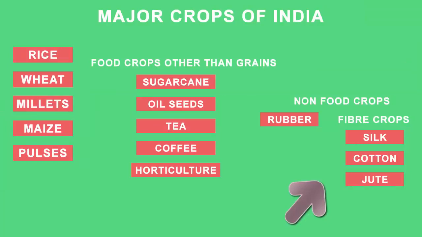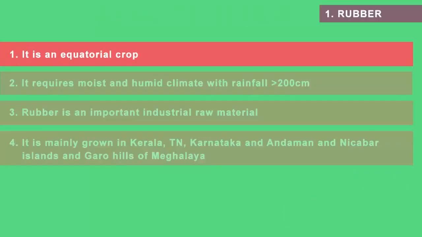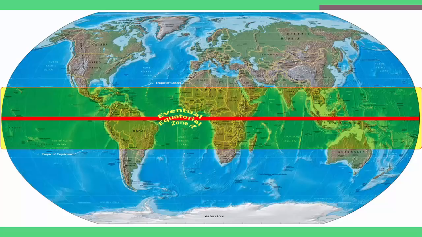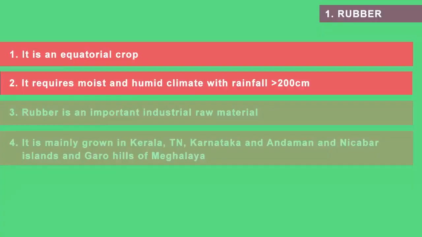So meaning these are crops but you cannot consume them. They are not edible. So the first one is rubber. It is an equatorial crop, meaning it is grown in all the countries that lie in the equatorial region. Now to grow rubber, you need moist and humid climate, and then you need heavy rain, more than 200 centimeter. So moisture, humidity and heavy rainfall are all characteristics of the equatorial region.